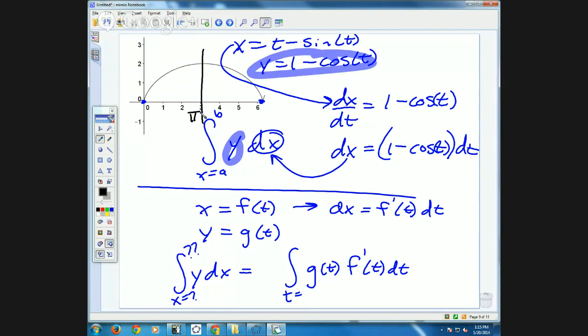So my point is, if I doubled the integral from 0 to pi, that should give me the whole area due to the symmetry of this graph.